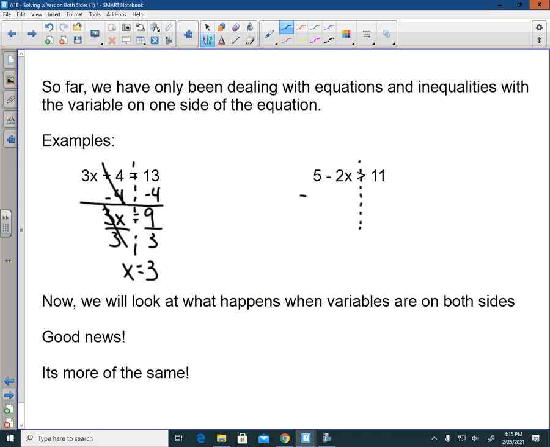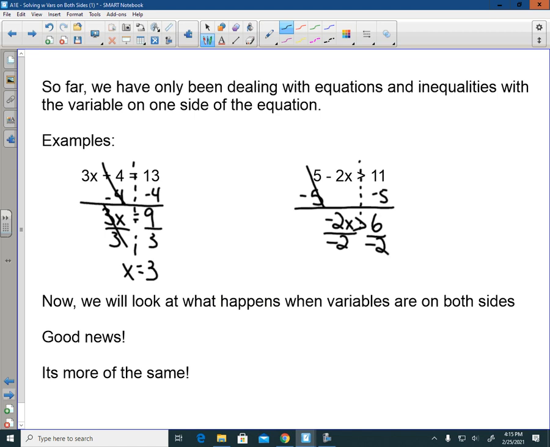We're going to subtract 5 from both sides. That gives us negative 2x is greater than 11 minus 5. 5, 6, 7, 8, 9, 10, 11. Oh, it's 6. Okay, yeah, that makes sense. And then we're going to divide by a negative.